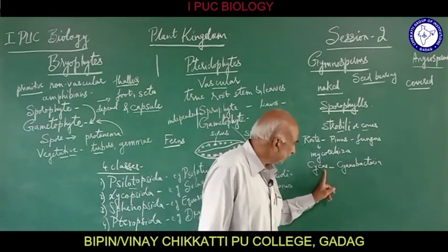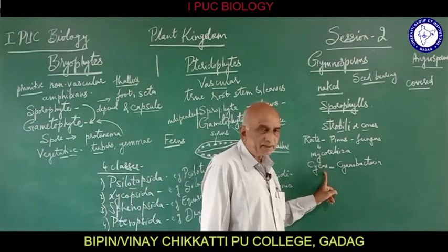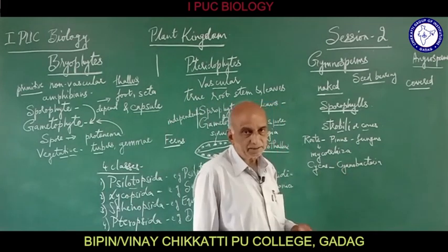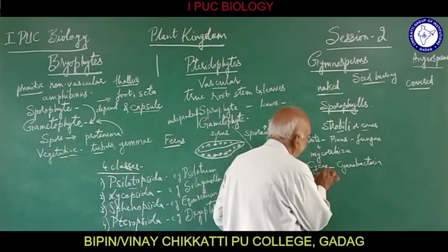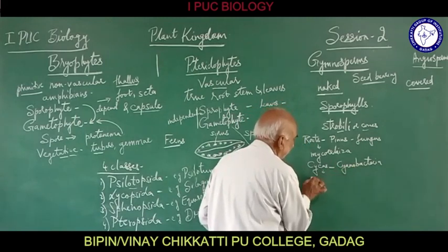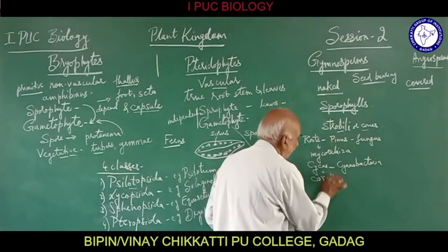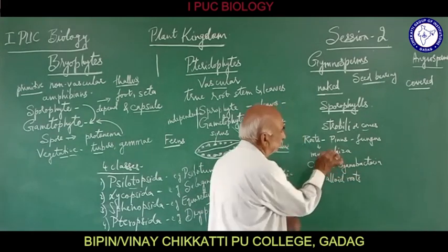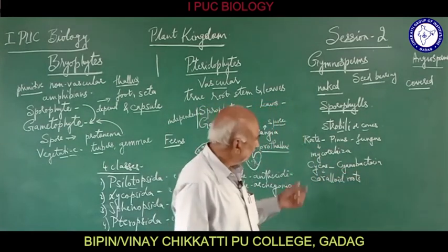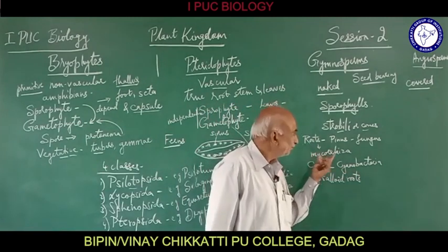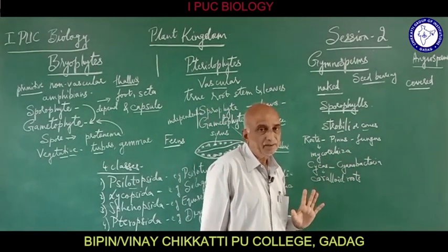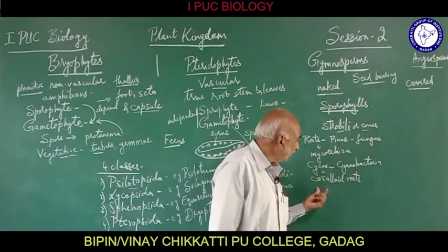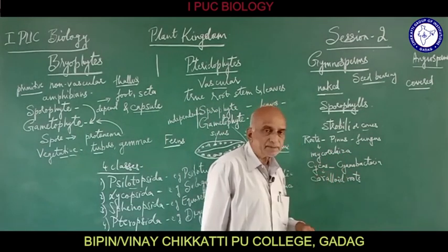So here what happens, the roots of the cycas, they are infected with cyanobacteria. This is also symbiotic relationship. So these roots which are infected, they are actually called as coralloid roots. Here it is called as mycorrhiza. Actually myco means fungus, mycota, mycology. So rhiza means root. So coralloid roots in case of cycas, they are called as.